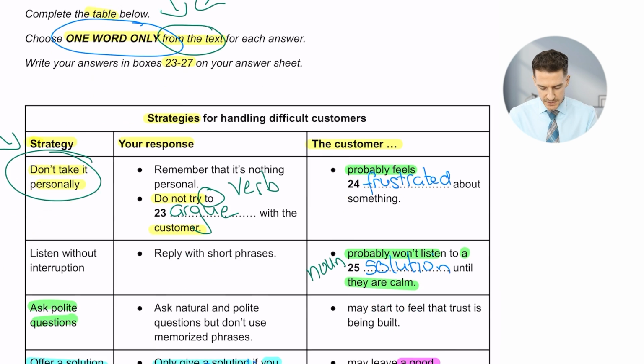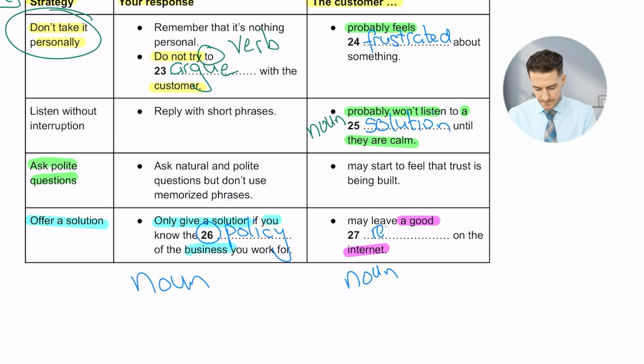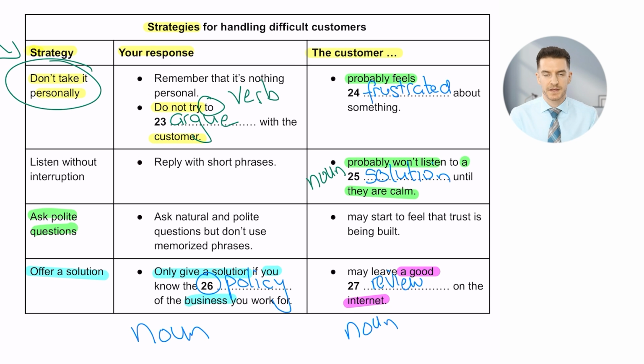So let's go back down and put the answer in. Review. And let's check: may leave a good review on the internet. So there you go. Now we have finished text 1 and text 2. So that was section 1.